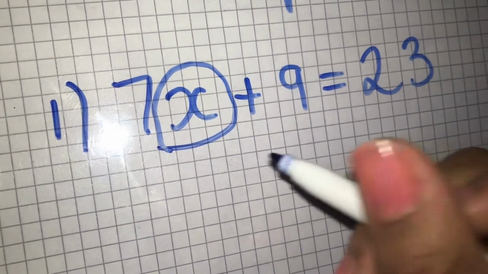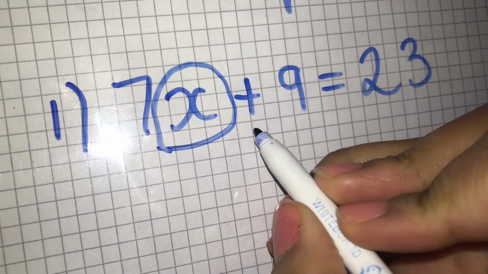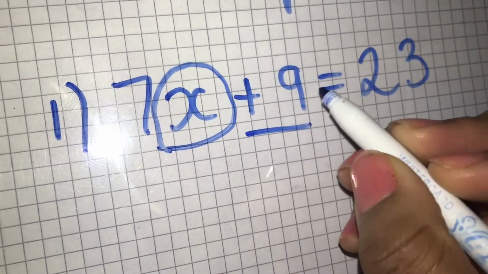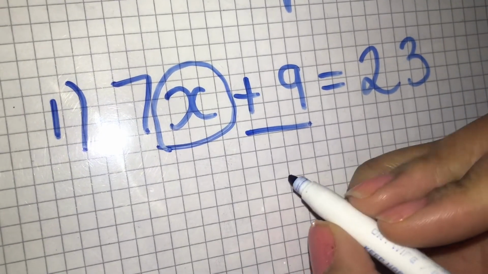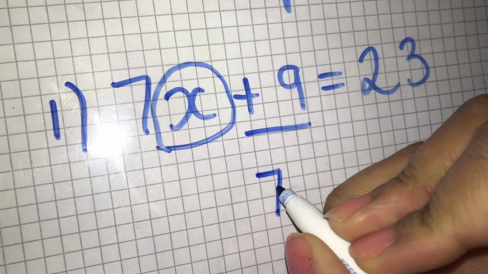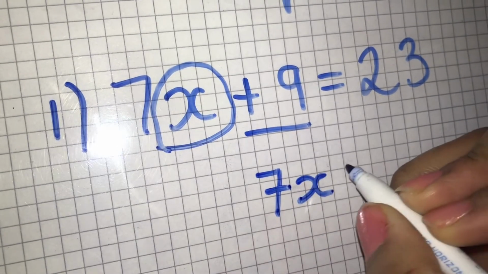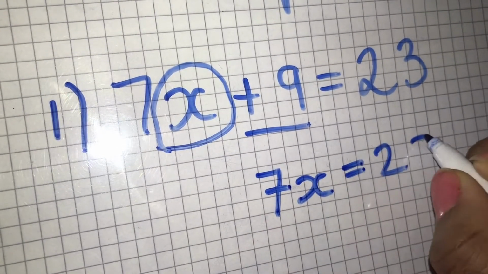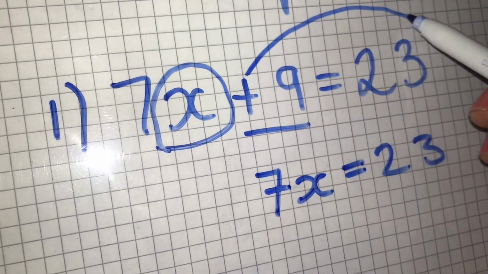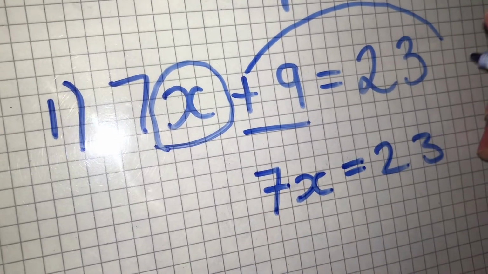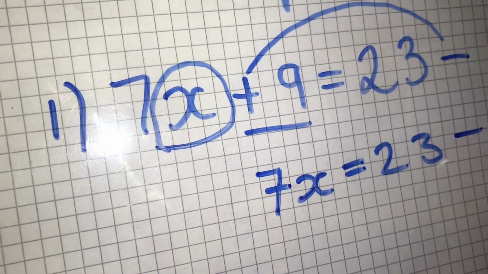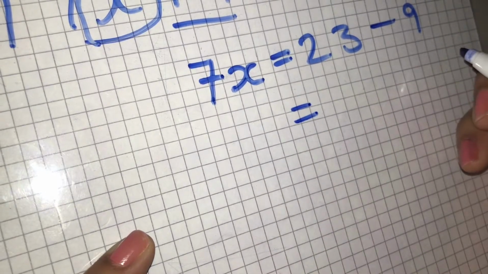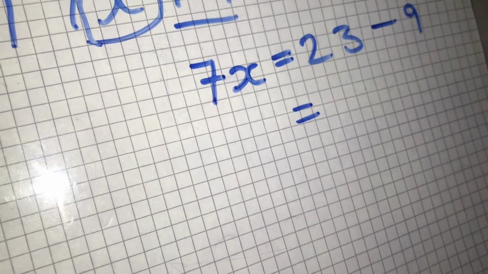So one way that we can get this on its own is if we move this plus 9 over onto the other side. So that means the new equation would be 7x equals 23. We're going to move this. When we move this plus 9, it becomes a minus. So it's going to become minus 9. We can do 23 minus 9. That's going to give us 14.